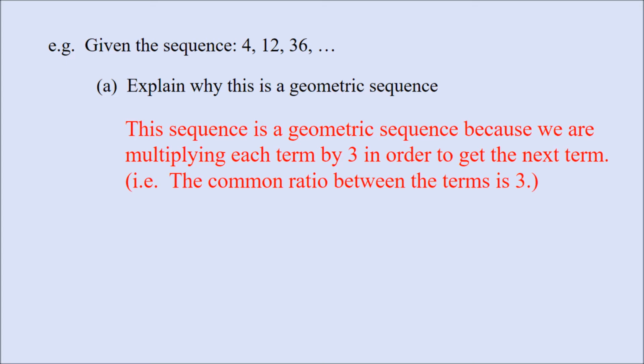So my written explanation is this. This sequence is a geometric sequence because we are multiplying each term by 3 in order to get to the next term. In other words, the common ratio between the terms is 3. If I took any term and divided it by its predecessor, like 36 divided by 12 is 3, or 12 divided by 4, also 3. It's the same ratio. It's a common ratio.